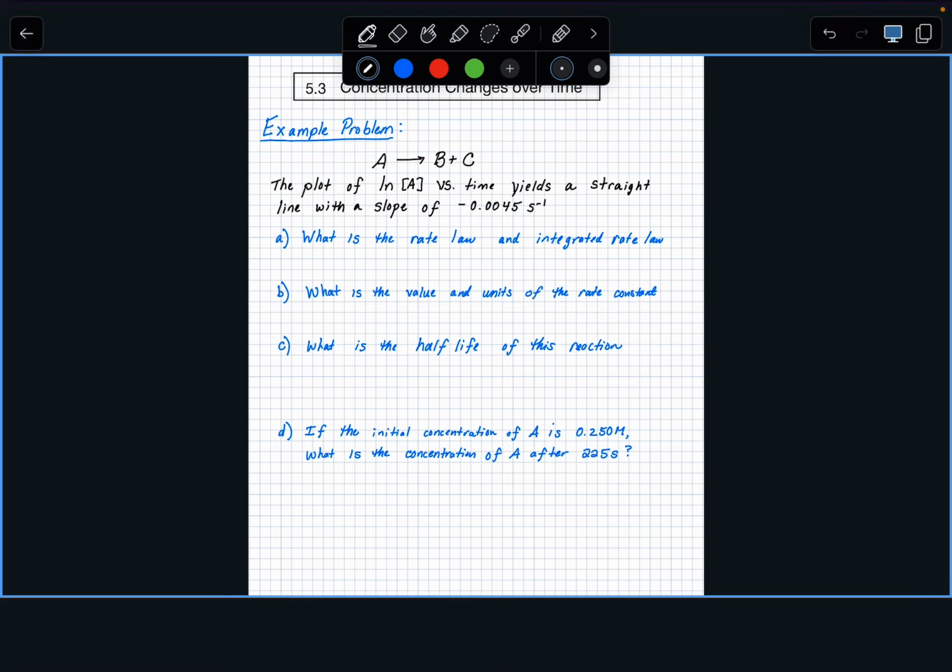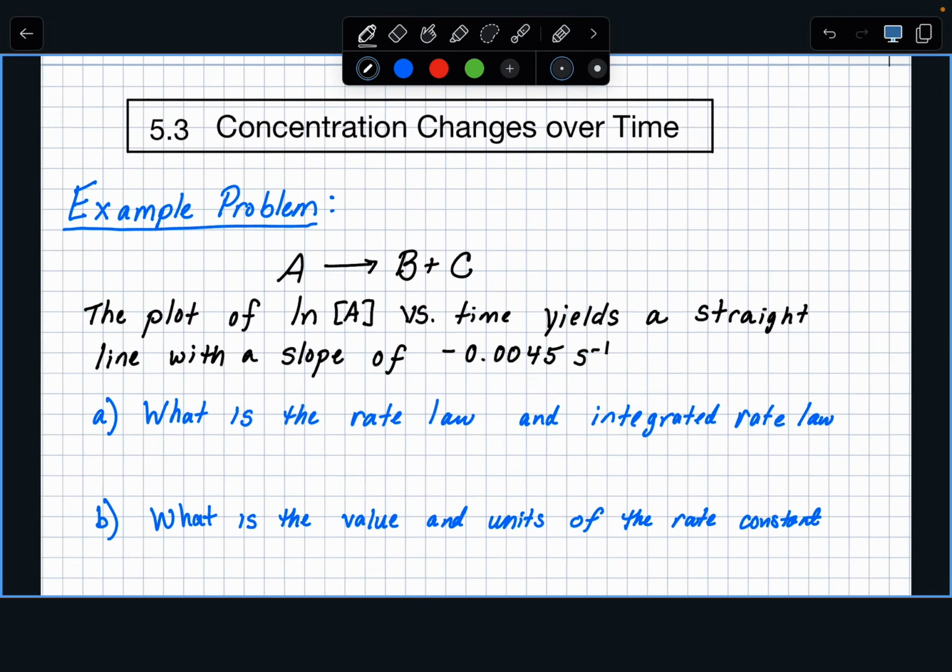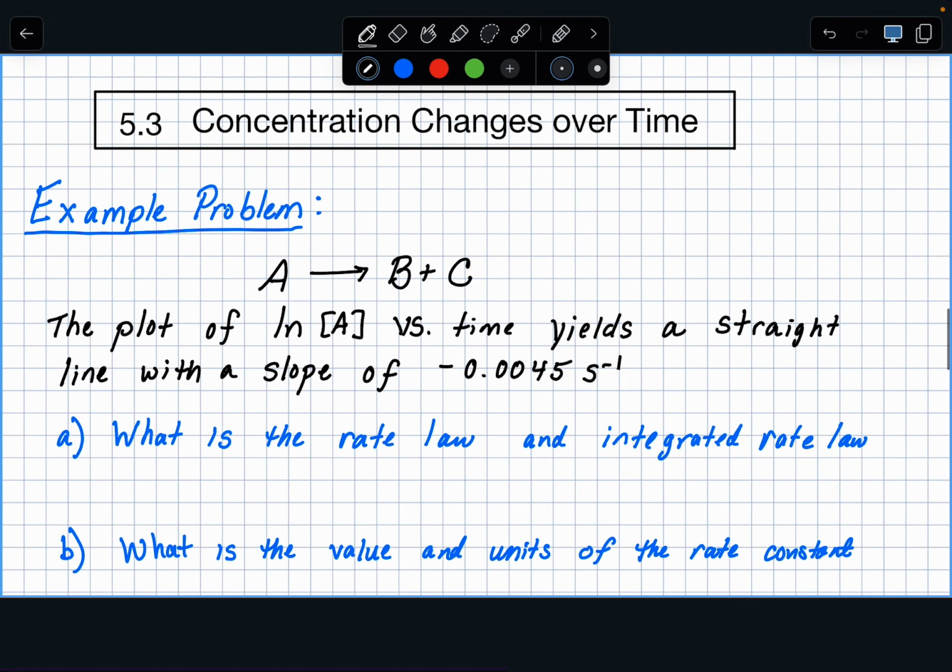It's just that now we're doing kind of the same thing with a little bit more ability to solve for more data, but you have to have the graphs. So the first thing is you would have to do the graph, or in the problem, they would tell you about the graph. They'll either give you the graphs or tell you that it's a straight line. So they said the plot of the natural log of A versus time, and keep in mind A is any reactant that you could have, and B and C are the products.